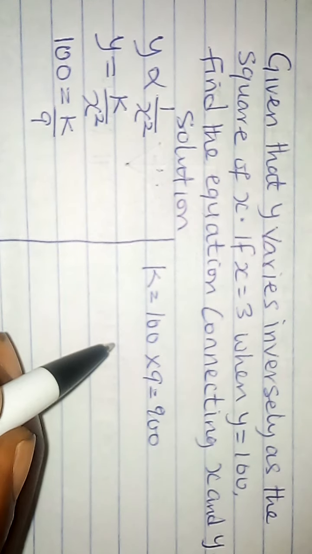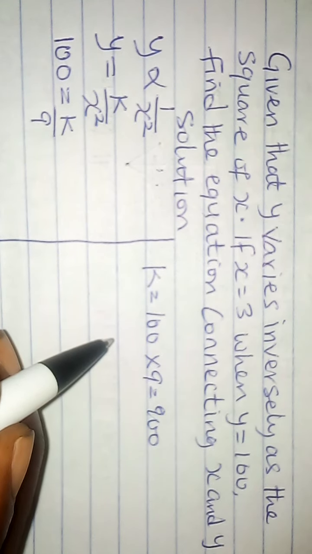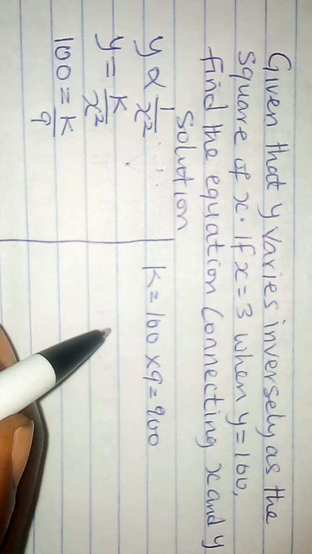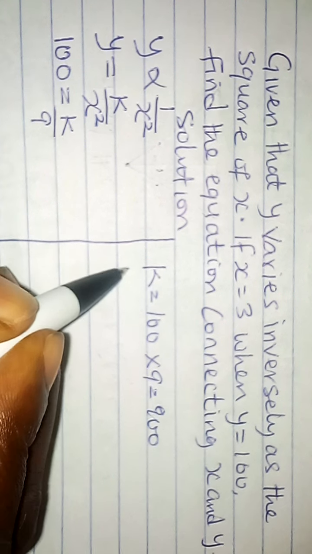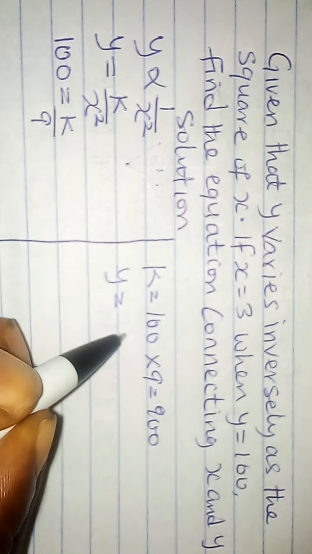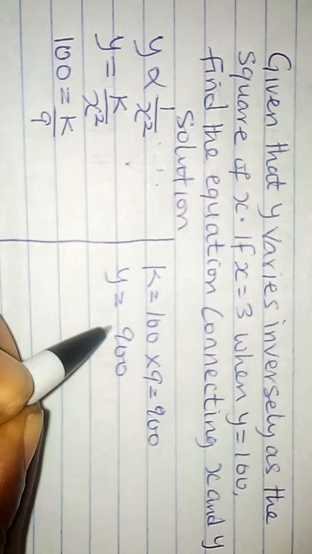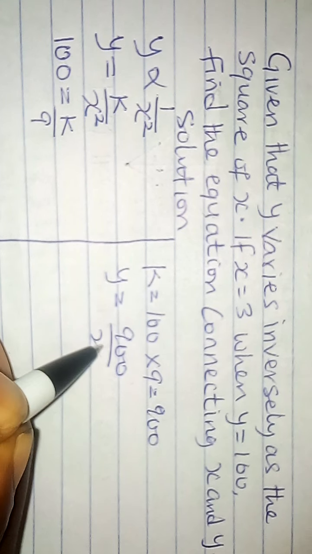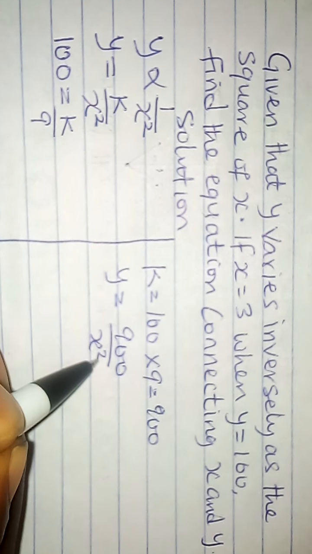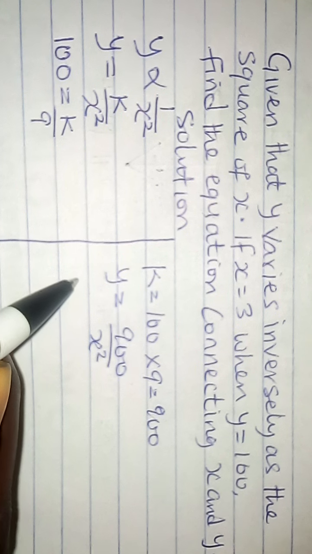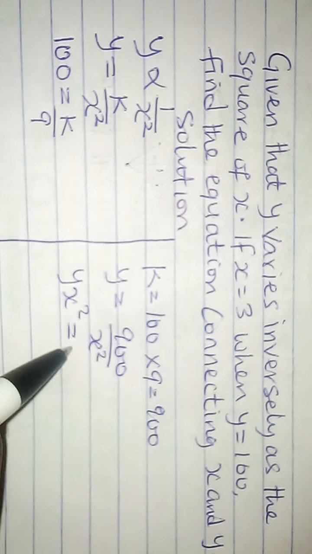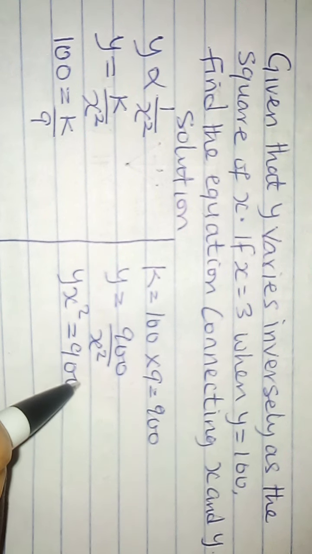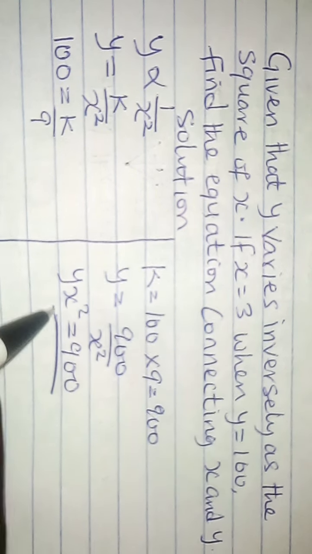Now the question said that we should find the equation connecting x and y. Now we know our k to be 900, so the equation connecting x and y is simply y equal to 900 all over x square. So the equation connecting x and y will be y x square equal to 900. This will be our final answer.